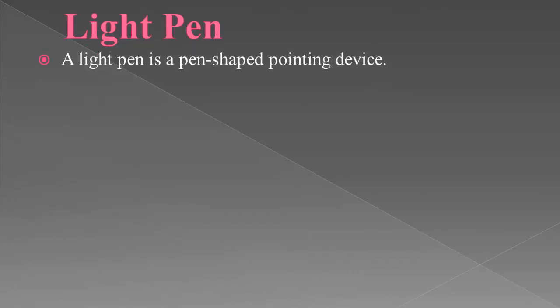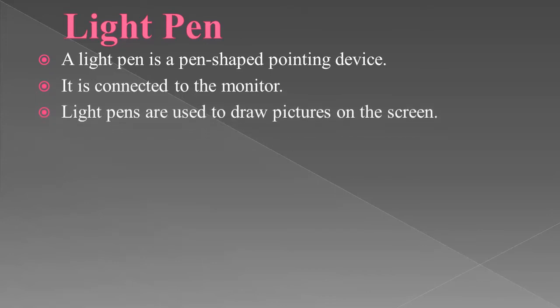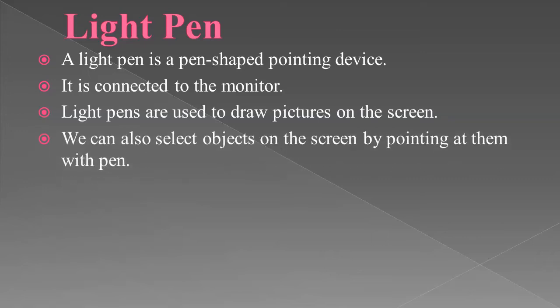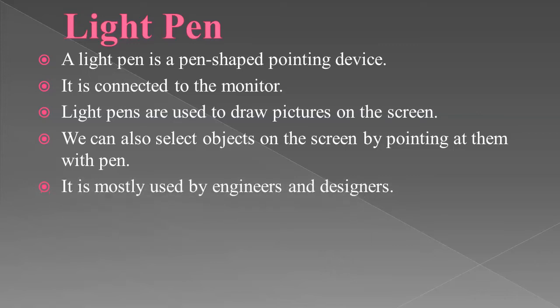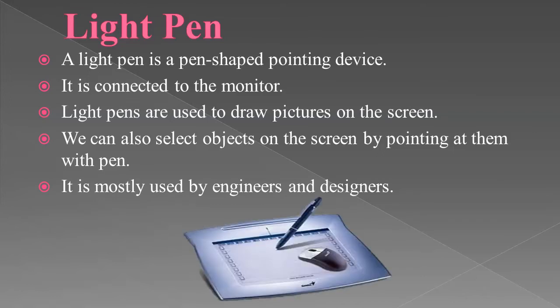A light pen is a pen-shaped pointing device. It is connected to the monitor. Light pens are used to draw pictures on the screen. We can also select objects on the screen by pointing at them with the pen. It is mostly used by engineers and designers.